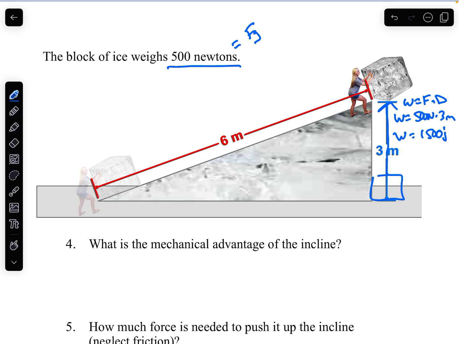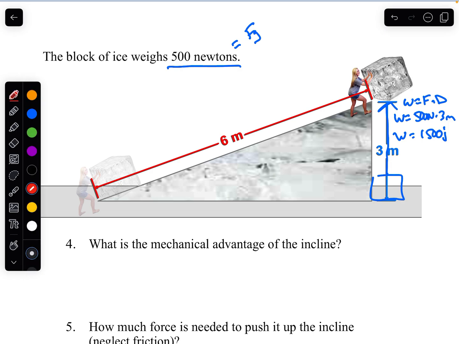That's significant because that also means, folks, that the work to get up the ramp will also be 1,500 joules. Okay, remember the ramp is longer, so it's going to require less force. So we know the work to go up the ramp is 1,500 joules. The force applied up the ramp we don't know, and the displacement is going to be 6 meters. So we can go ahead and take our 1,500 joules and divide 6 meters into that value, and I believe we will get 250 newtons is the force applied to go up the ramp.